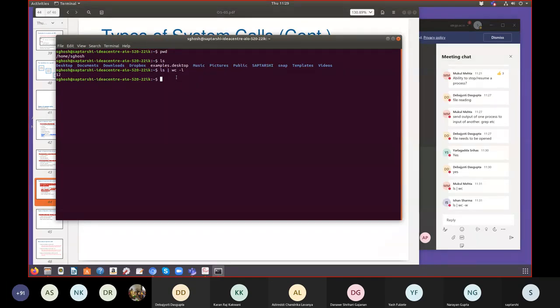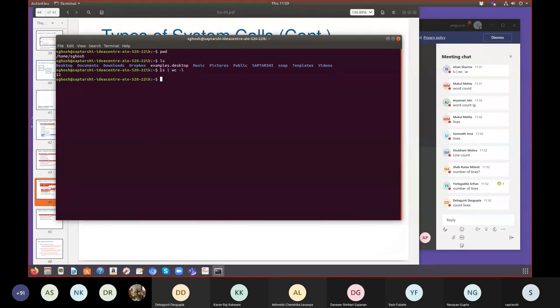WC is another inbuilt program, just like ls. WC stands for word count. And what is WC minus L? Line count. Yes. WC by default will give you all, like if you just do a WC, it will give you character count, word count, line count, etc. I specifically want to count the number of lines, therefore WC minus L.